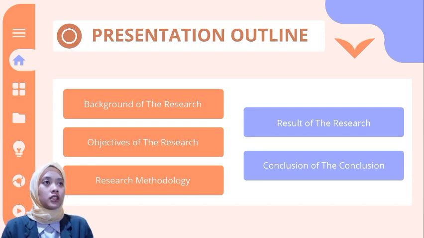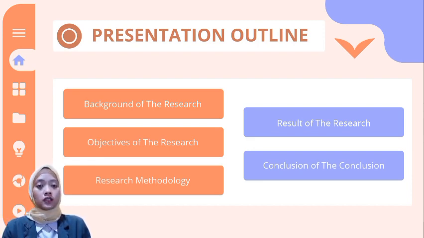Okay, the presentation outline. First is background of the research. Second, objectives of the research. Third is research methodology. Fourth, result of the research. And the last is conclusion of the research.